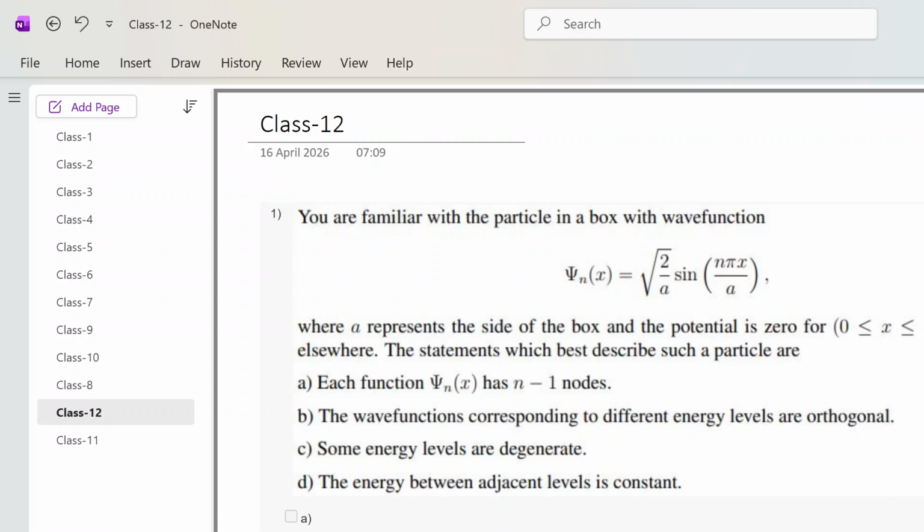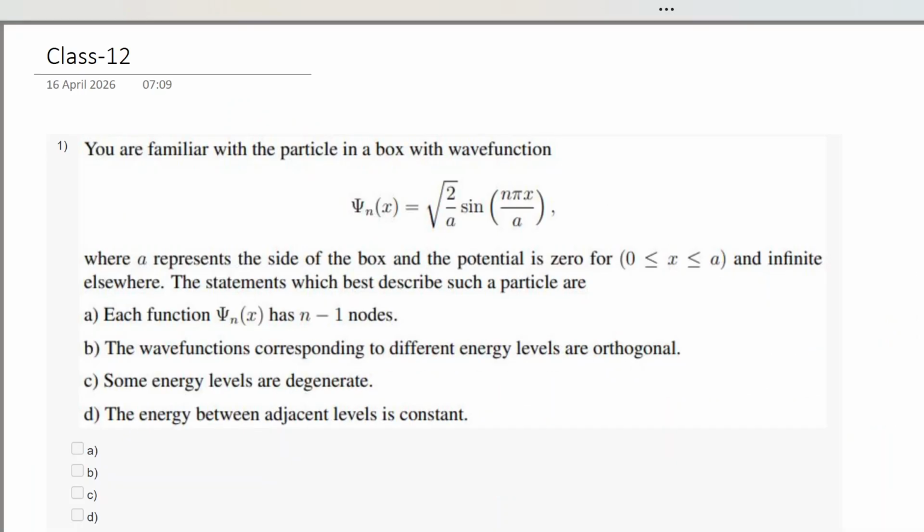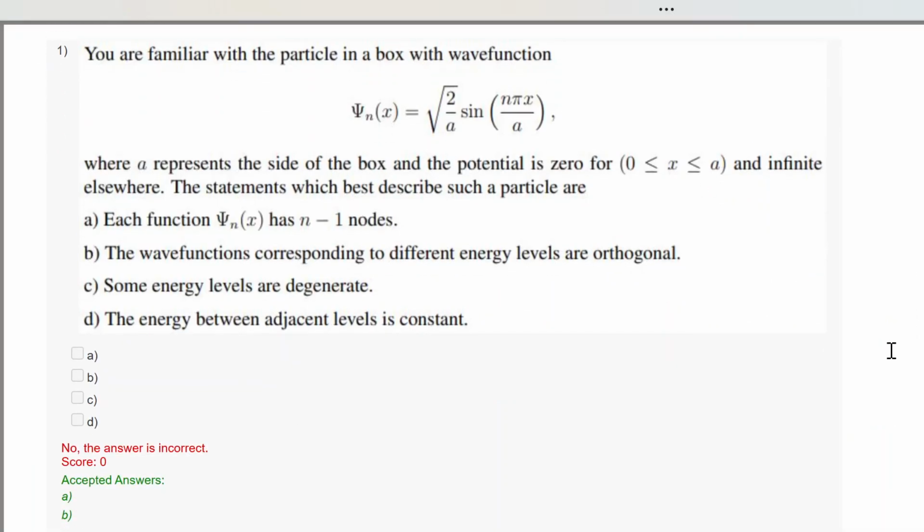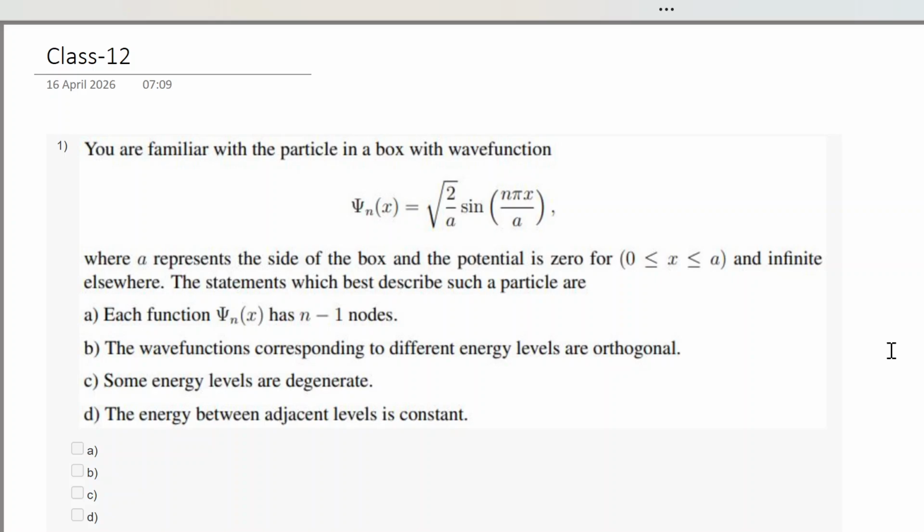Alright, so this is our week 12 tutorial. So the first question is simple. It is an infinite potential well problem, or in other terms, a particle in a box kind of problem. The wave function is given like this, and here A represents the side of the box.